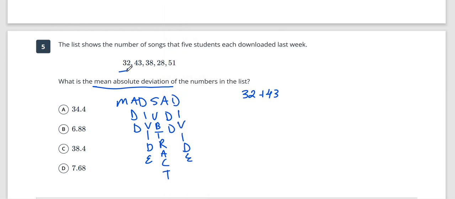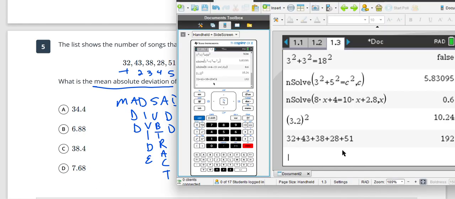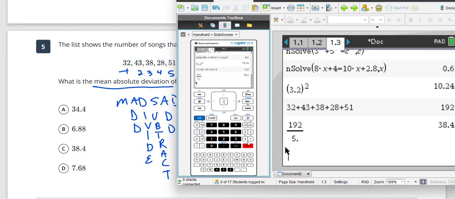182. And there's 1, 2, 3, 4, 5 numbers. So I'm going to divide it by 5. Divide by 5, put a decimal. Okay, 38.4. Now, each one of these numbers I'm going to subtract and see how far they are from the average of 38, how much they deviate from the average.